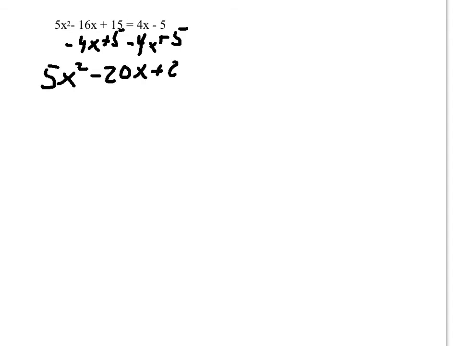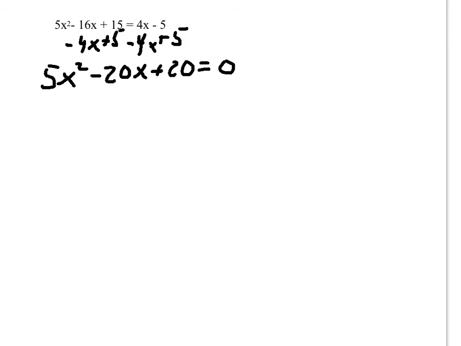Here's the last one we're going to attempt, and again, it's important that we make sure that this whole thing is set equal to 0 before we solve. So our first step would be to subtract this 4x over to the other side and add the 5 over to the other side. So we have 5x squared minus 20x plus 20 equals 0.